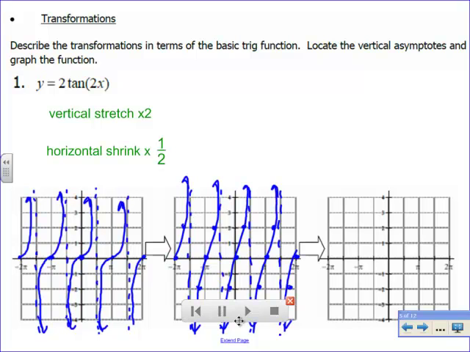Horizontal shrink times a half. Again, it's easiest to start in the middle. Anytime you've got asymptotes, it's going to be easier to move those things first. So our asymptote at negative pi over 2 is now going to move to negative pi over 4. Our asymptote at negative 3 pi over 2 is now going to move to negative 3 pi over 4. Once I get a couple of them, then I get the idea that they're going to be every pi over 2, but in the middle of each one. So I go ahead and I fill in all of my asymptotes.